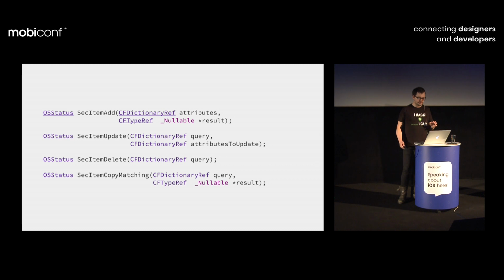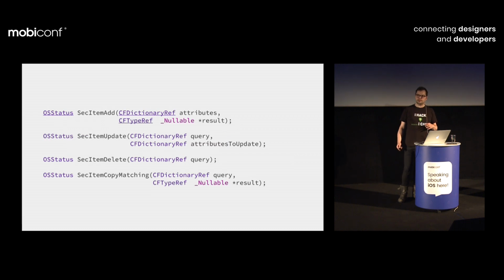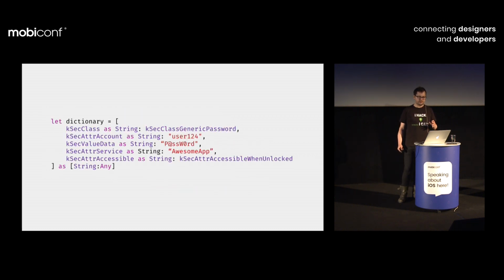And the keychain can be considered as a simple database. You can add an item, update, delete, or retrieve, which is called copy matching. Retrieving is like making a query to a database, and all these functions accept a dictionary as a parameter. And in the dictionary, you set something like query parameters.